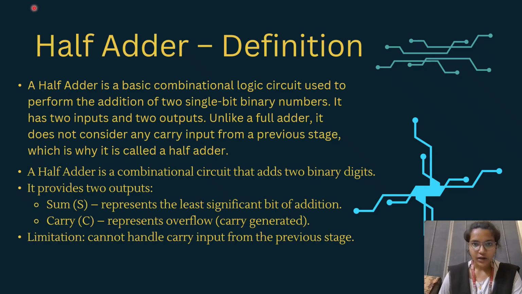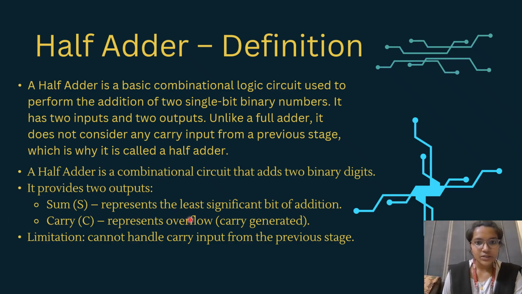Let's talk about half adder. Its definition: a half adder is a basic combinational logic circuit used to perform the addition of two single bit binary numbers. It has two inputs and two outputs. Unlike a full adder, it does not consider any carry input from the previous stage, which is why it is called a half adder. A half adder is a combinational circuit that adds two binary digits. It provides two outputs, sum and carry.